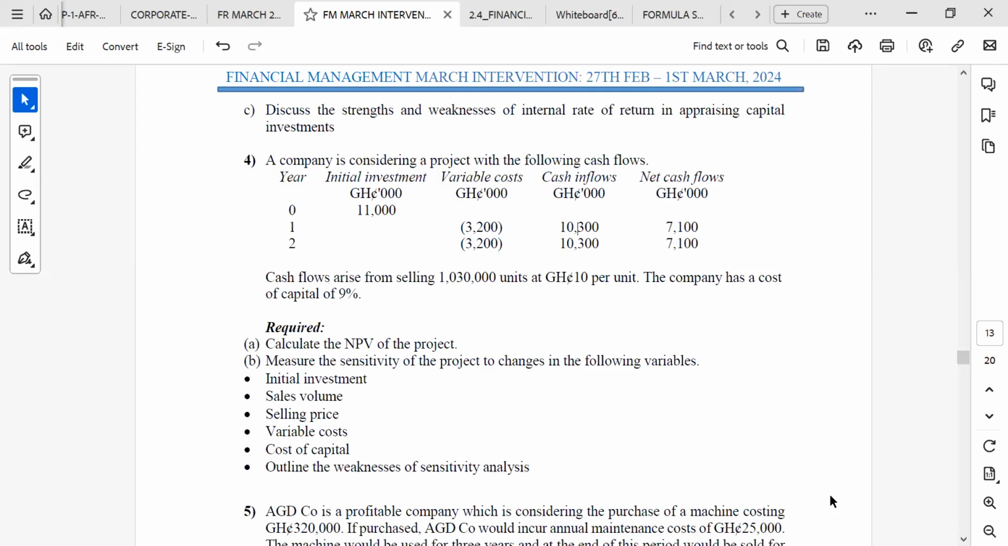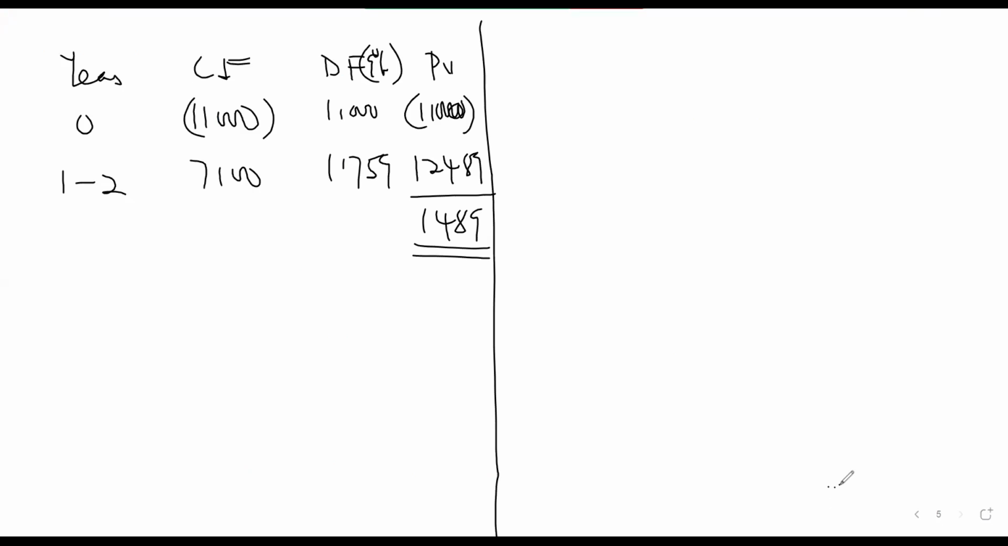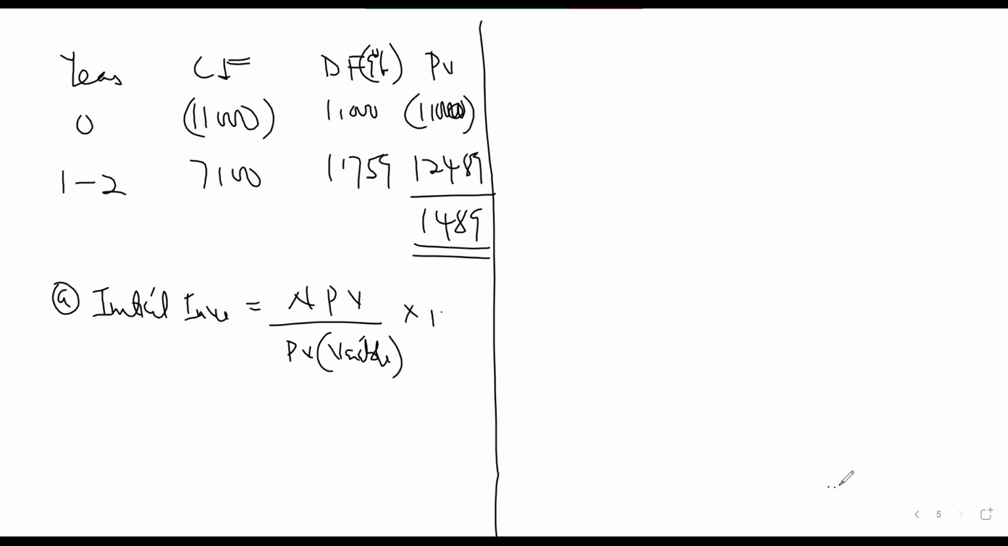Measure the sensitivity of the project to changes in the following variables. So the first one is what? Initial investments. So let's look at the initial investment. It will be the NPV calculated over the PV of the variables. Which variable is the initial investment, multiplied by 100?